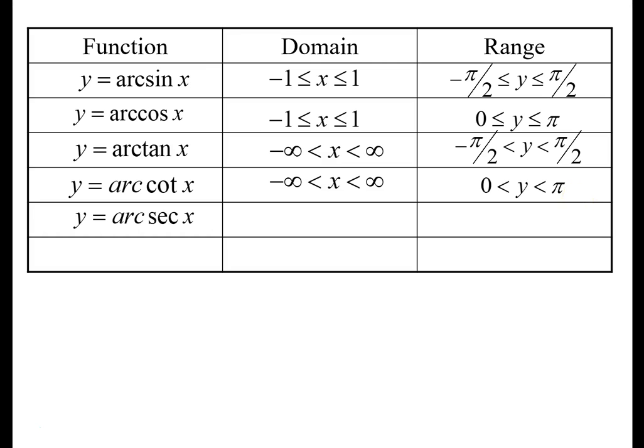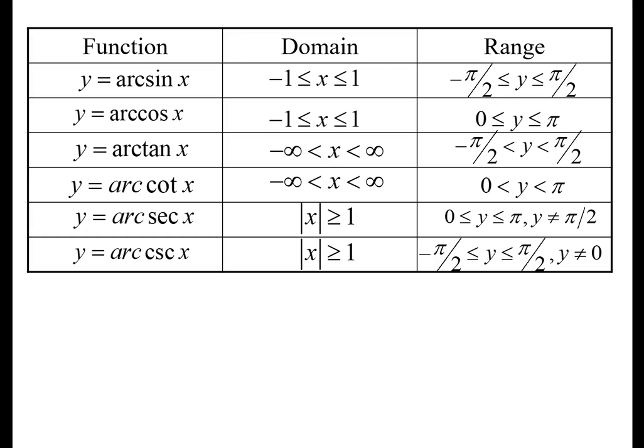Arcsecant is not quite as common, and arccosecant, we may see them from time to time, but we're not going to do as much with those. Really, sine, cosine, and tangent are the three we're going to work most with. But here's the information for arcsecant and arccosecant.